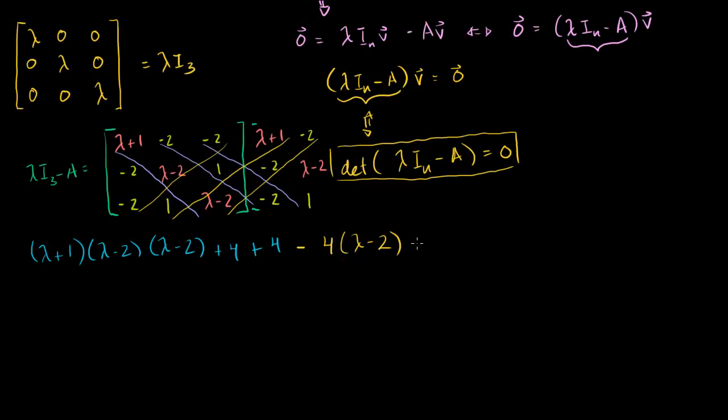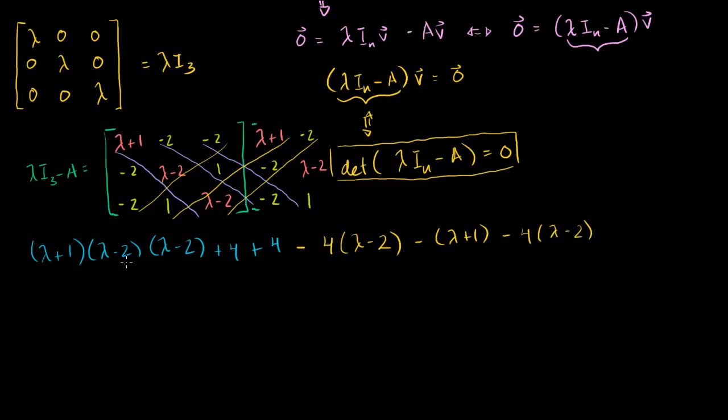And then we have minus, what is this going to be? It's going to be minus 1 times lambda plus 1. So minus lambda plus 1. And then you go down this diagonal. See, minus 2 times minus 2 is 4. So it's going to be 4 times lambda minus 2, and we're subtracting. So minus 4 times lambda minus 2. And let's see if we can simplify this.